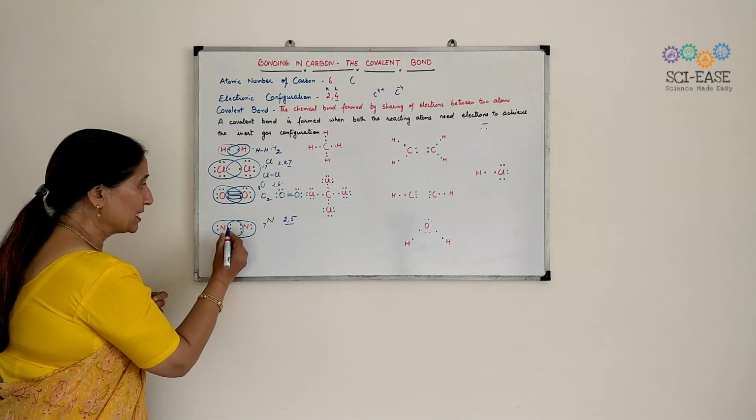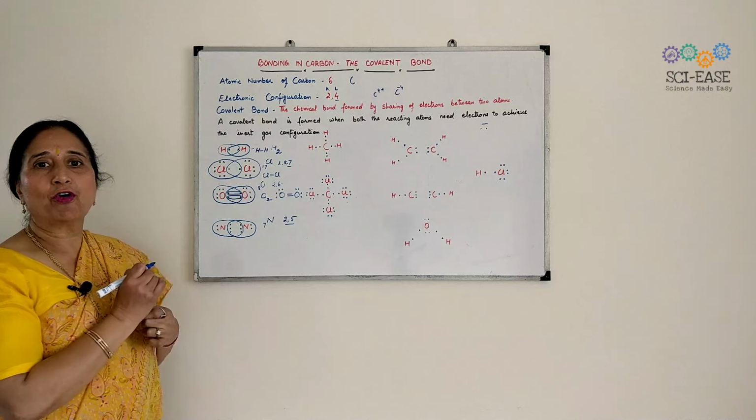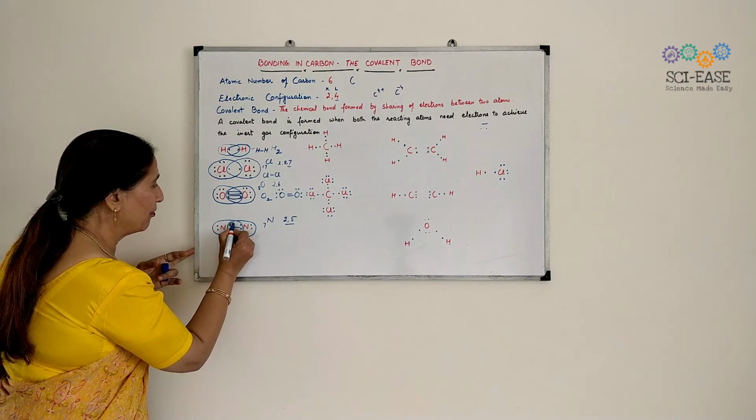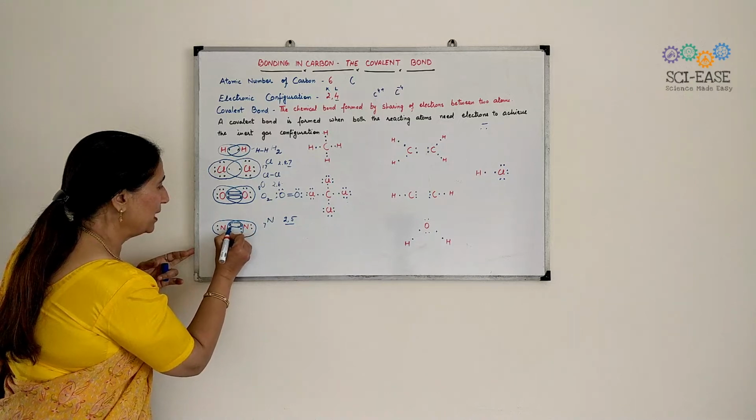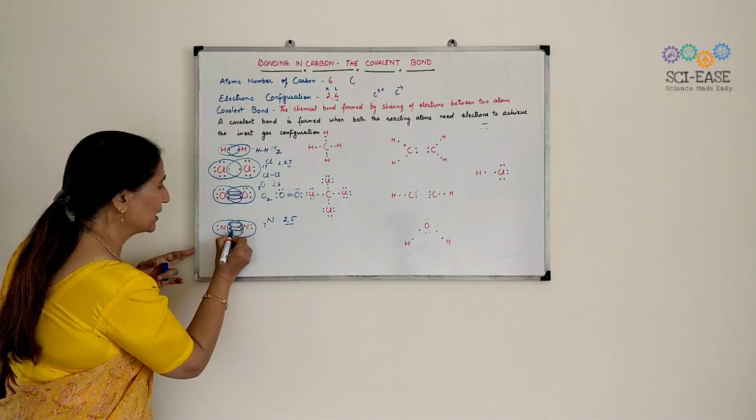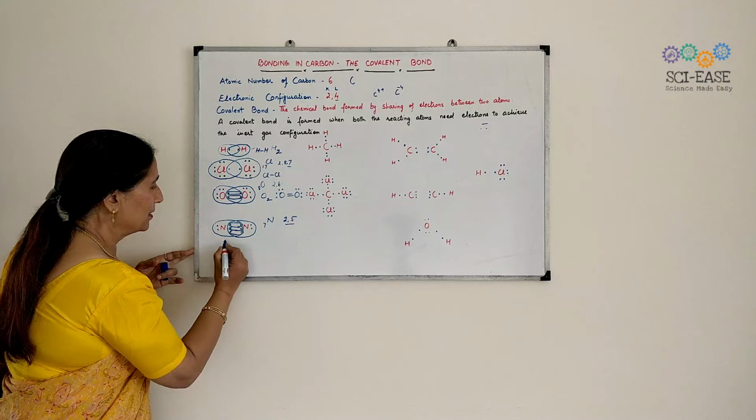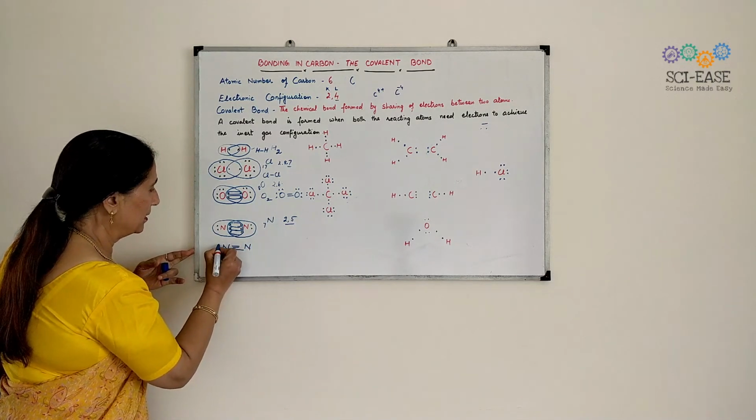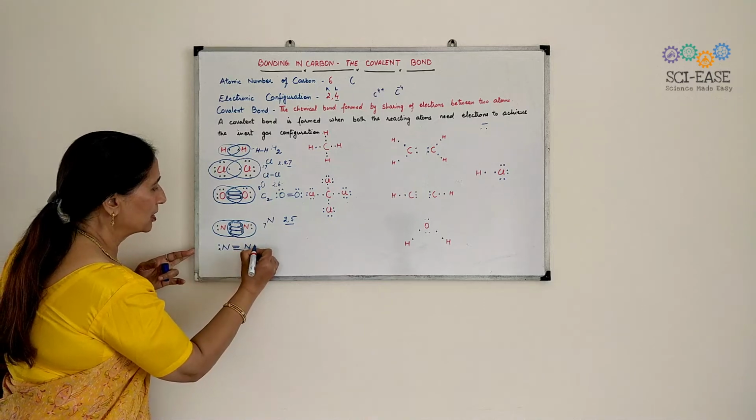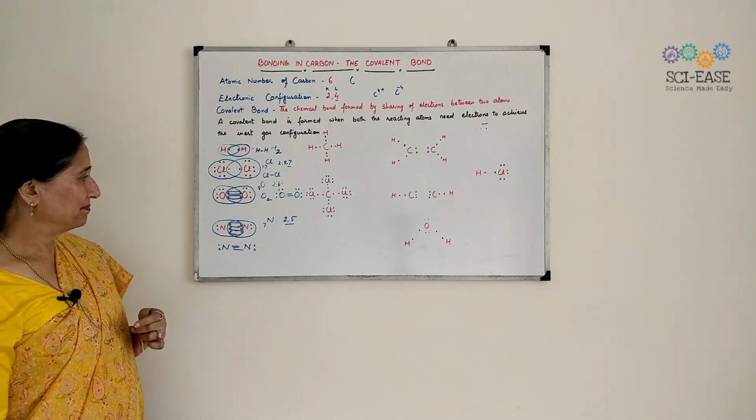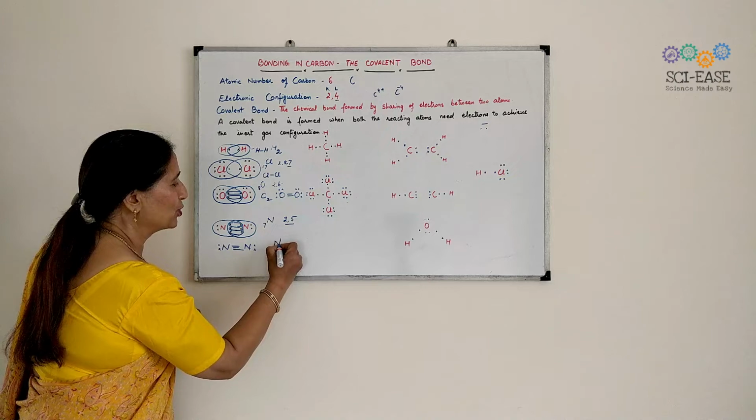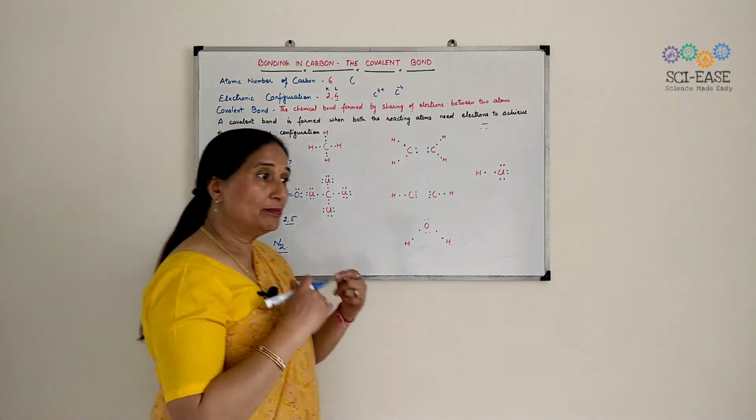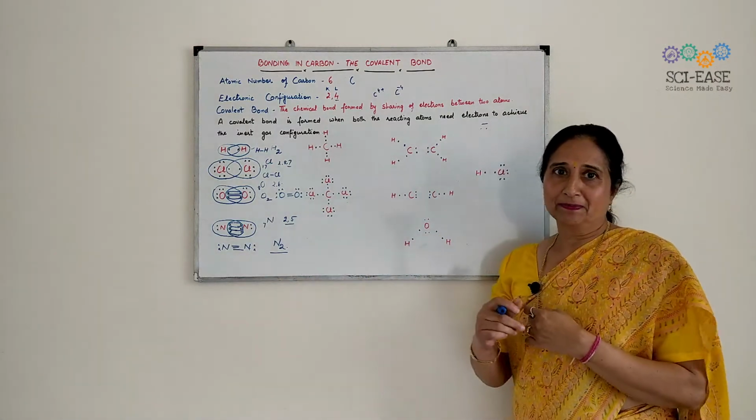So how can you represent this? Now how many bonds are formed here? Here 3 bonds are formed between the nitrogen atoms. You can show it like this: N triple bond N, and each nitrogen has an unshared pair of electrons. So this is the N2 molecule. Covalent bond.